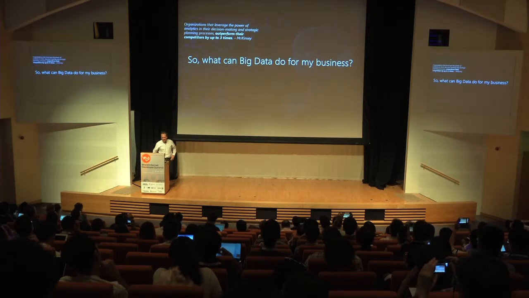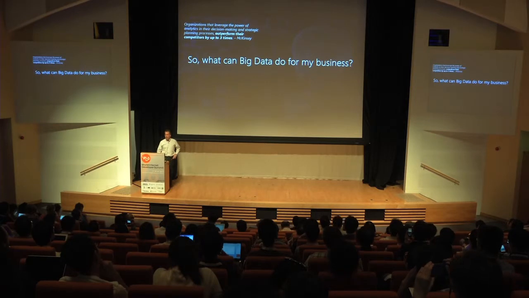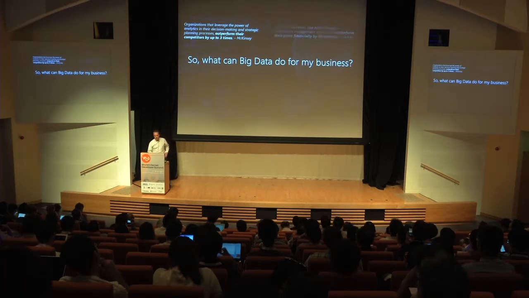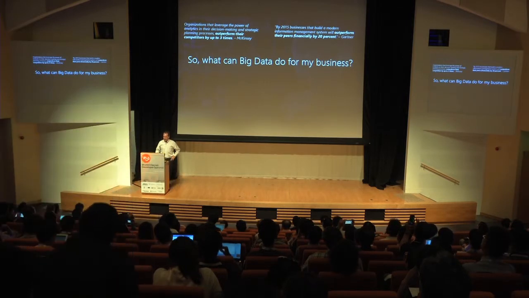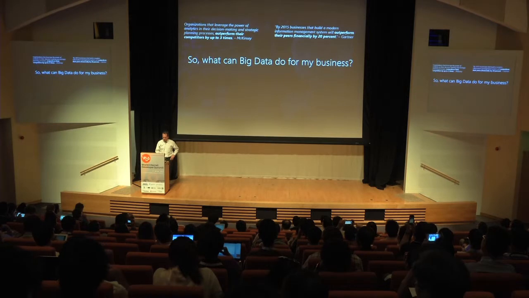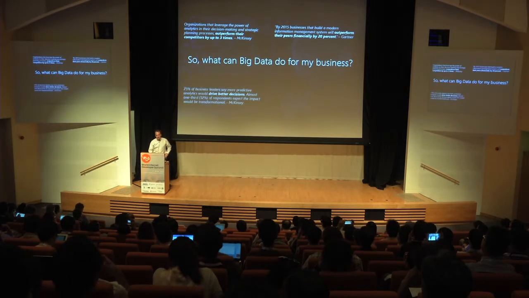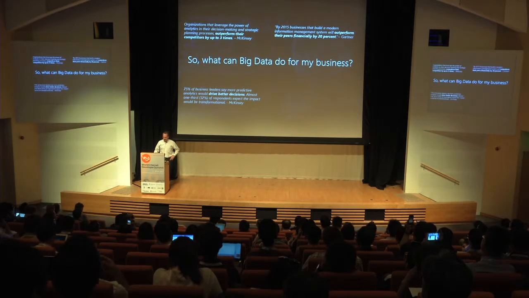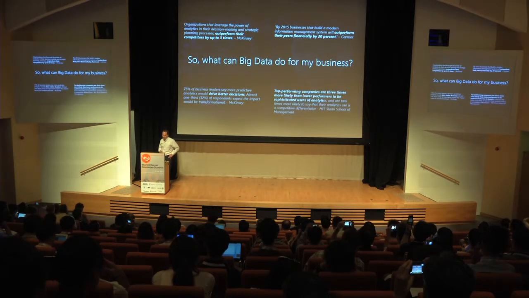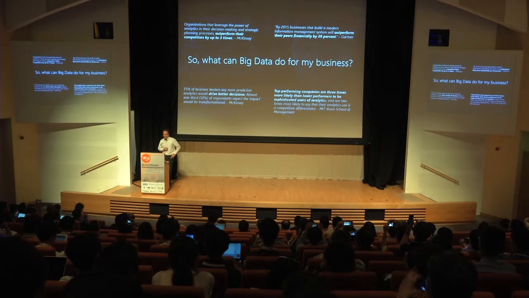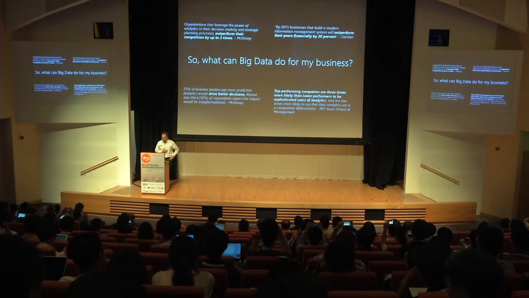Organizations that leverage the power of analytics in their decision making and strategic planning process outperform their competitors by up to 3 times. By 2015, businesses that build a modern information management system will outperform their peers financially by 20%. 75% of business leaders say more predictive analytics would drive better decisions, and almost one-third of respondents expect the impact to be transformational. And top performing companies are 3 times more likely than lower performers to be sophisticated users of analytics.